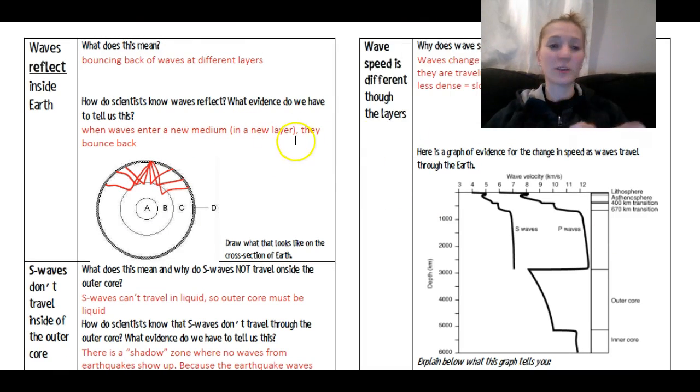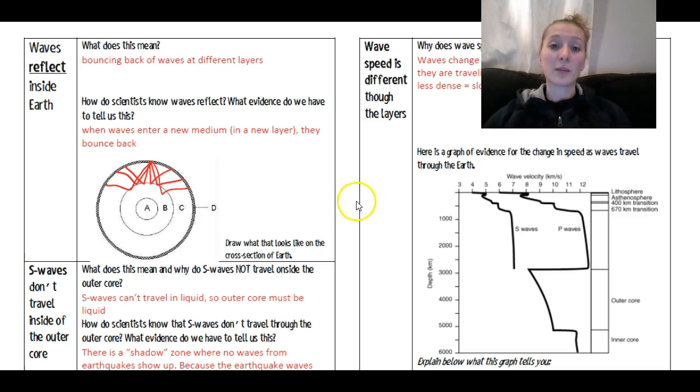Okay, so if we look over here, you can see waves reflecting. That's the next piece of evidence. So what does that mean? Reflection. Think about looking in a mirror and your image reflects back at you. So reflection is when waves bounce back when they hit the different substances of different layers. So how do we know this? They bounce back and we can record that.